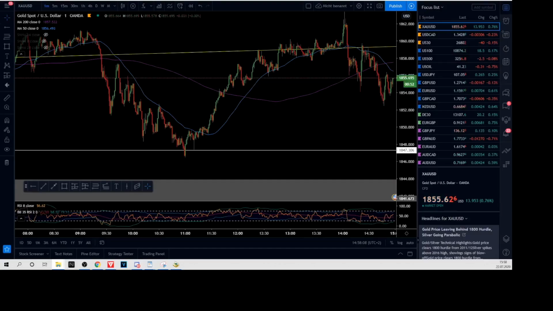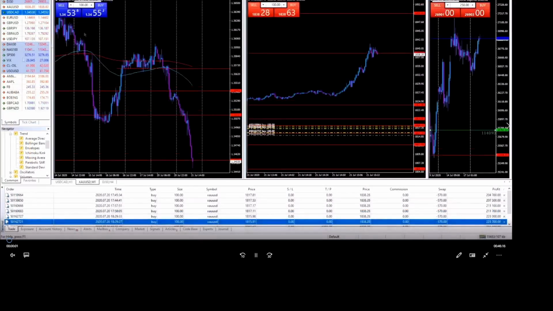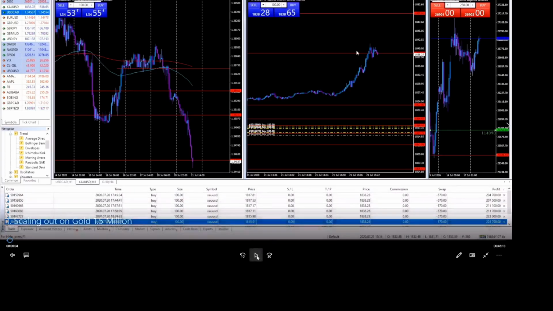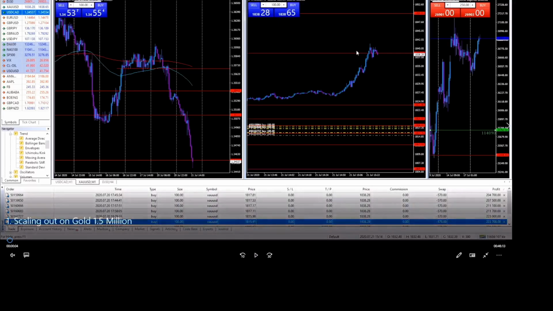I was getting in on the pullback move this morning when I woke up. Took a small win that I already showed you. But now let me show you how to scale out. Look, this was a gold trade that I took on Monday, and I was holding it overnight.